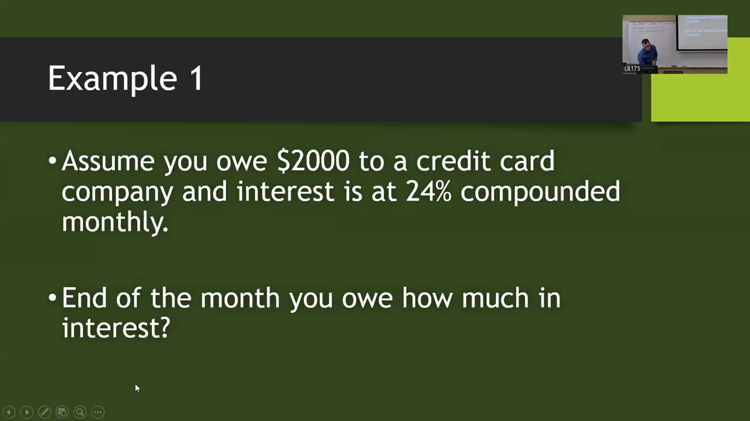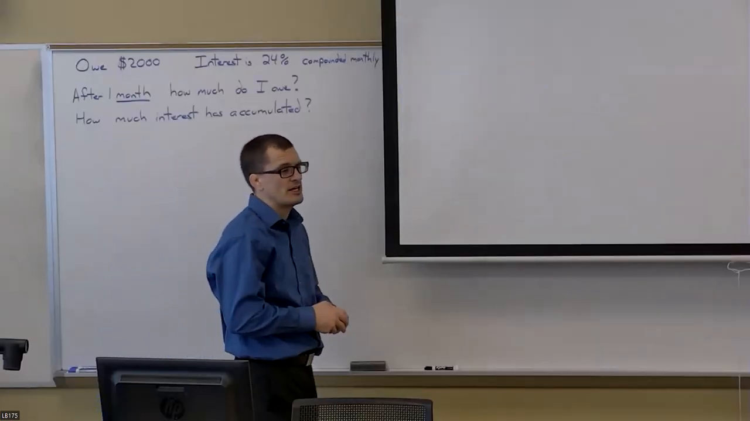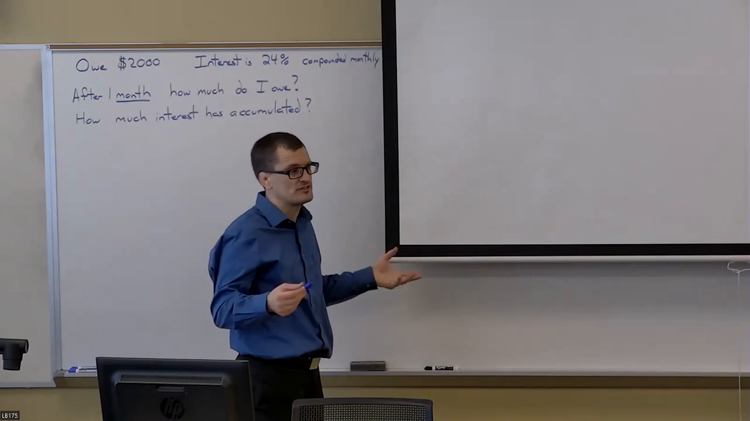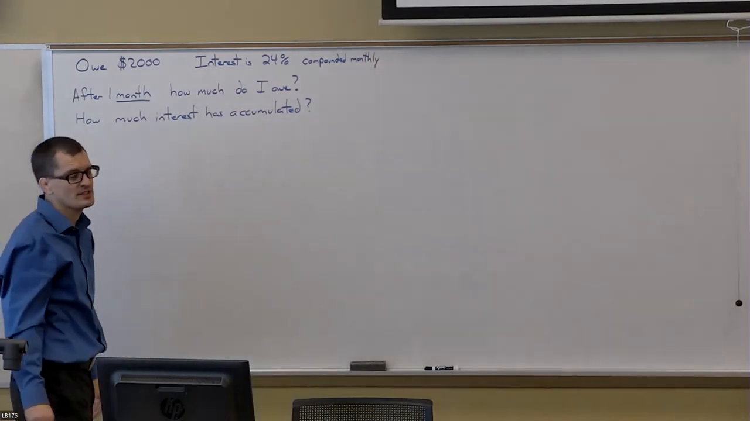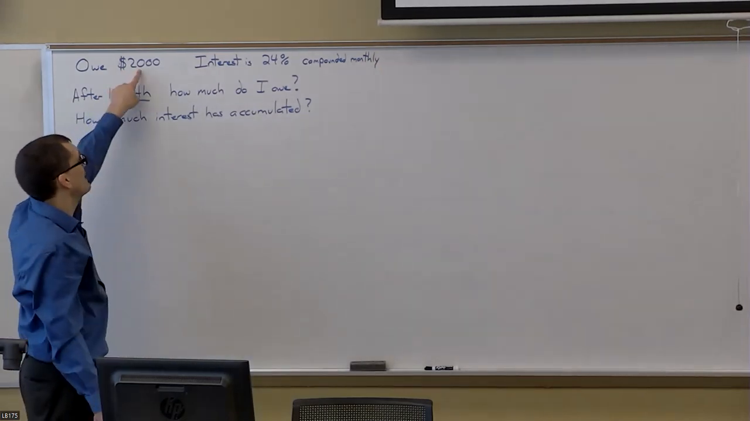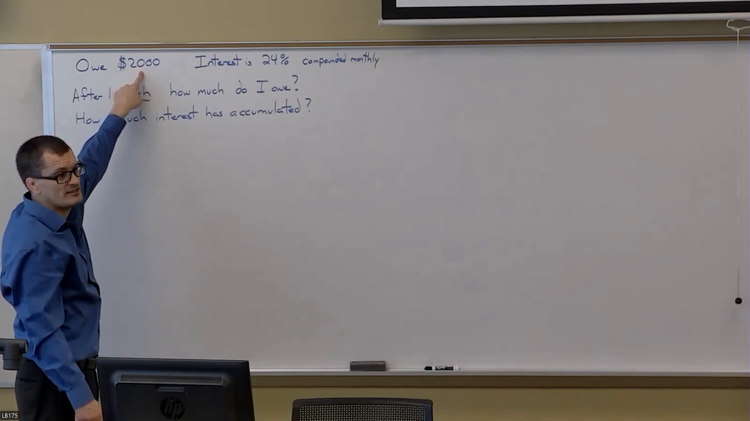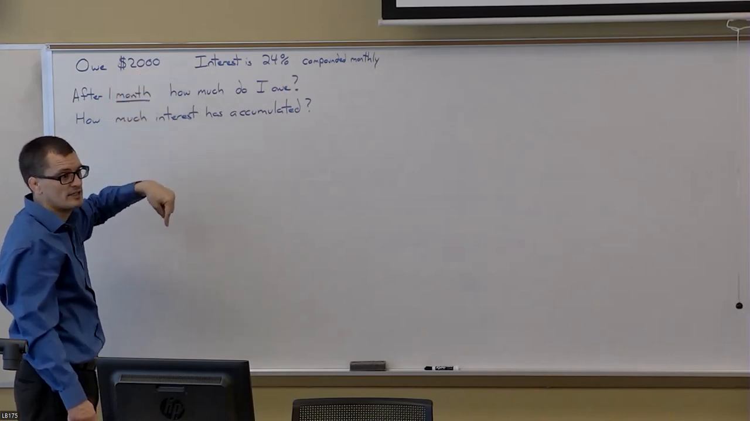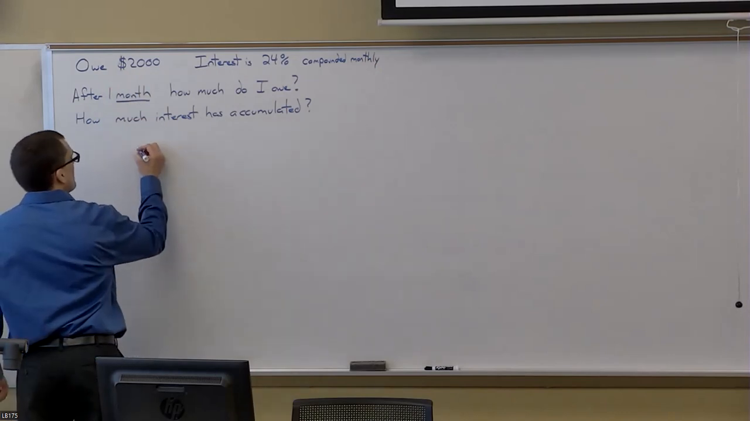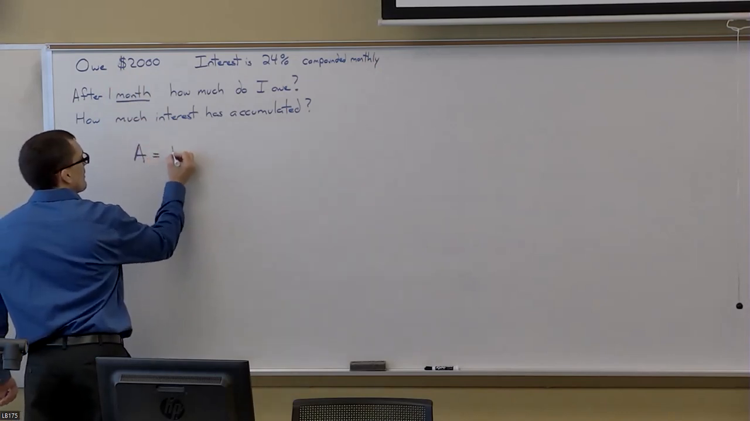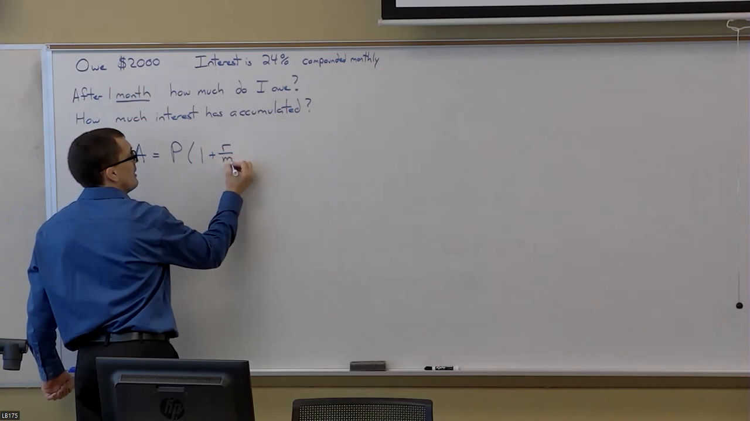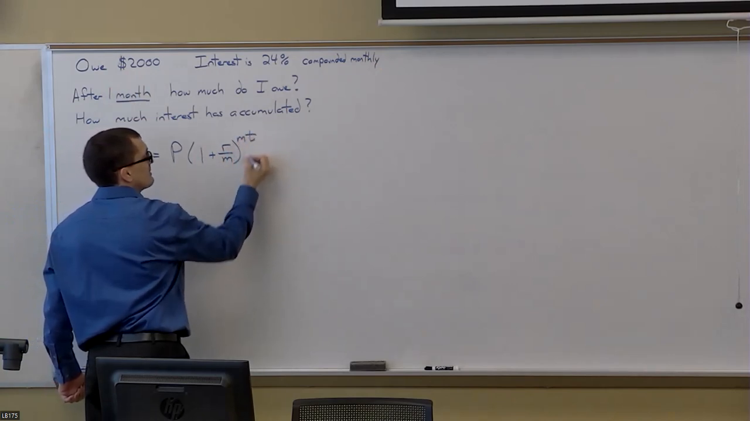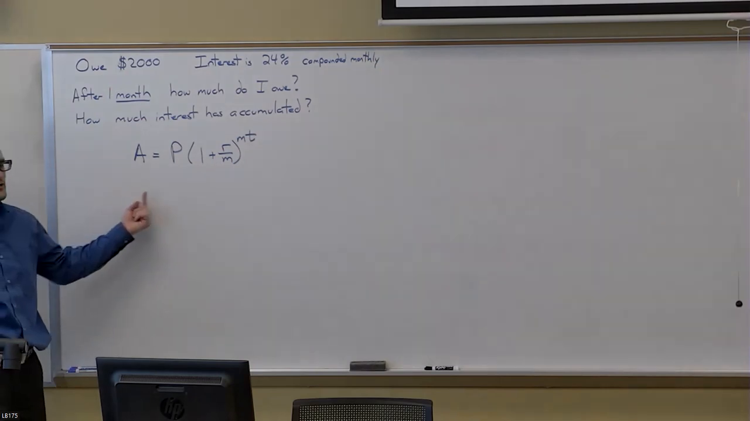All right, so how much do you owe? How much do you owe in interest? We'll do the total amount that we owe and then the total amount of interest that's been accrued. Does that make sense? So if I owe $2,000, that's how much I owe right now in the present. That becomes the principal in my interest equation.